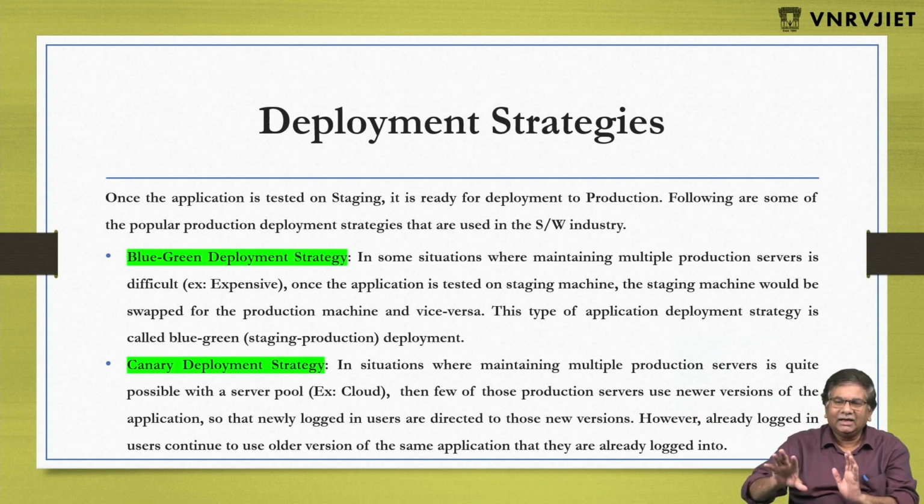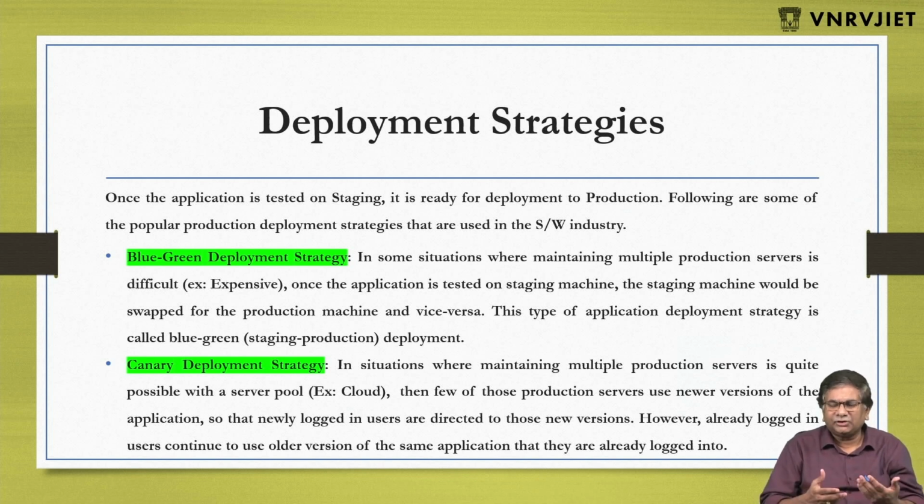So this is how it's being done. So that's pretty much what is explained. So this is possible when there are multiple servers possible, right? So in a few of these production servers, the newer version of the application is installed so that newly logged in users are directed to the new versions. However, already logged in users continue to use the old version of the same application, which is what they are logged into, right? So this is called the canary deployment strategy.